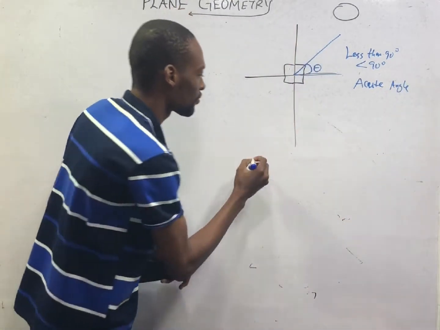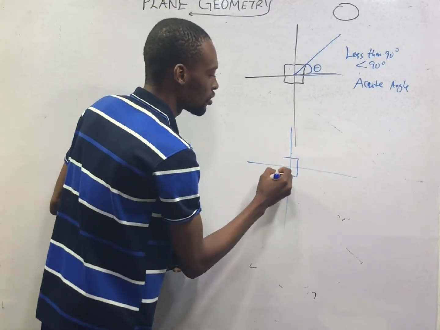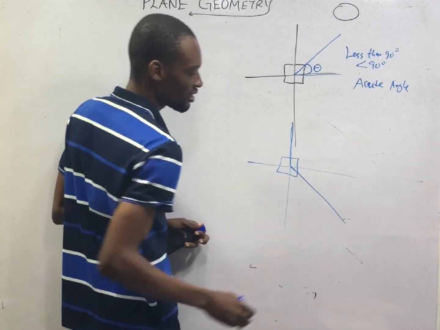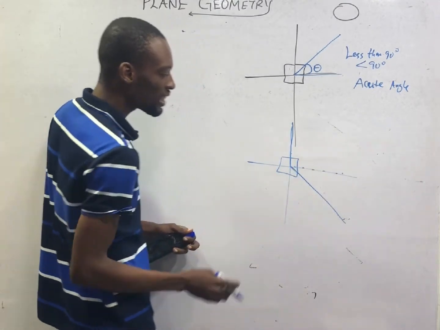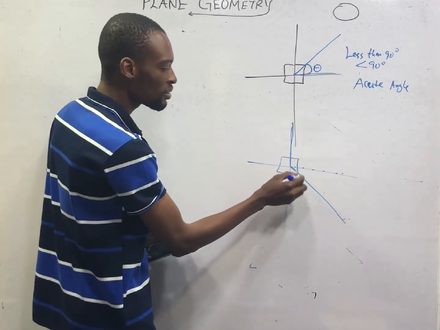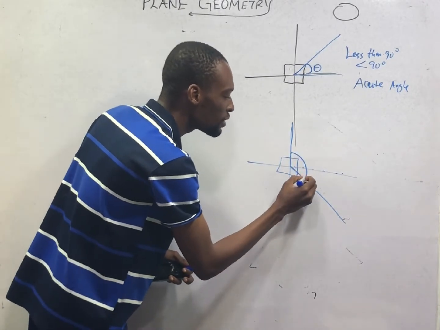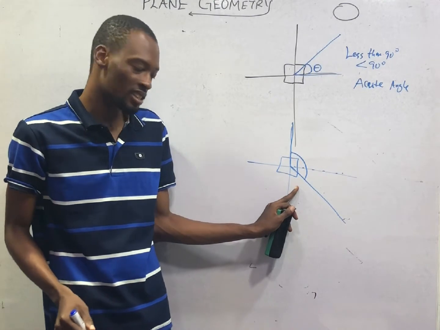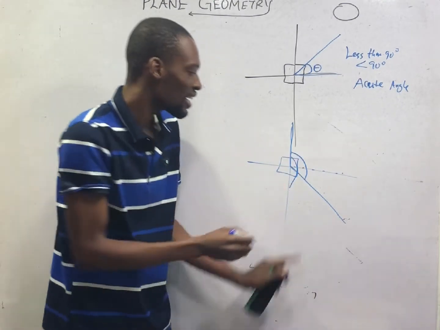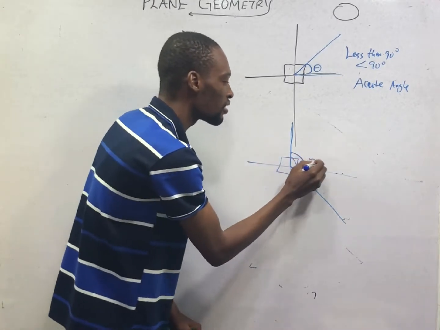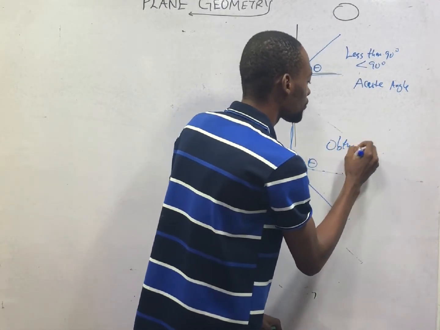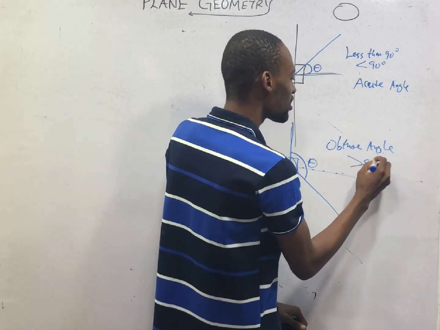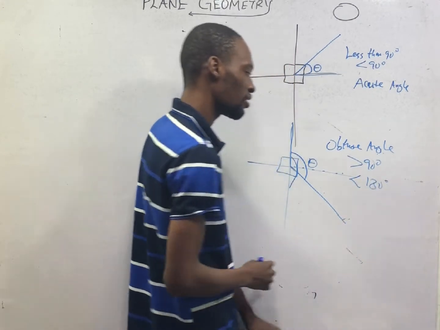Now, something like this, you see an angle like this. We know that from here to here is 90. From here to here is another 90. But this angle is stopping here, which means it is more than 90 degrees, but it is not up to 180 degrees, since everything here is 180 degrees, and this angle is stopping here. So this angle here is referred to as an obtuse angle. It simply means that it is greater than 90 degrees, but it is lesser than 180 degrees.